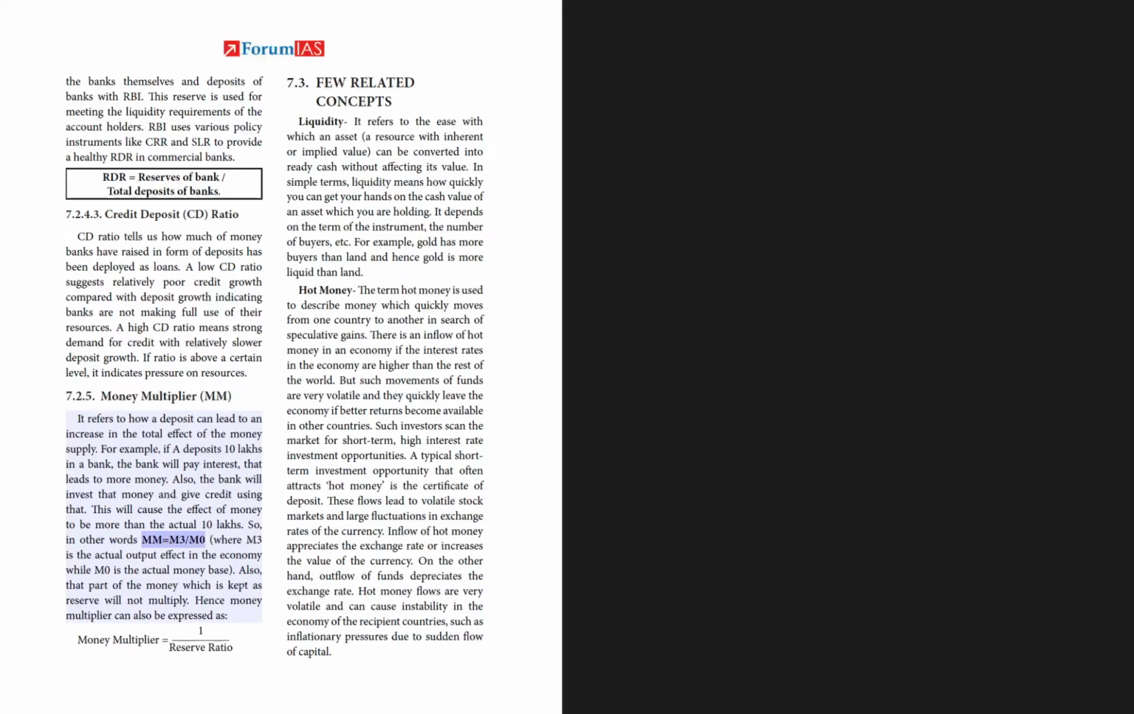So, in other words, MM equals M3/M0, where M3 is the actual output effect in the economy, while M0 is the actual money base. Also, that part of the money which is kept as reserve will not multiply. Hence, money multiplier can also be expressed as 1/reserve ratio.